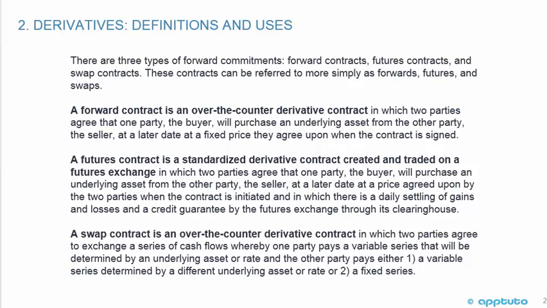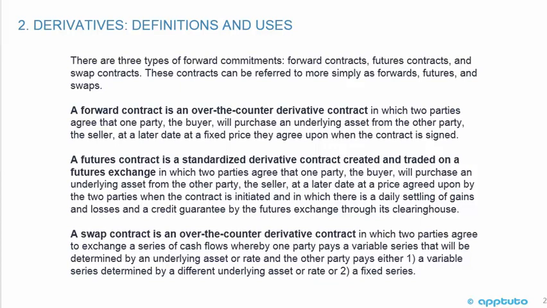A futures contract is a standardized derivative contract created and traded on a futures exchange, in which two parties agree that one party, the buyer, will purchase an underlying asset from the other party, the seller, at a later date at a price agreed upon by the two parties when the contract is initiated, in which there is a daily settling of gains and losses and a credit guarantee by the futures exchange through its clearinghouse.